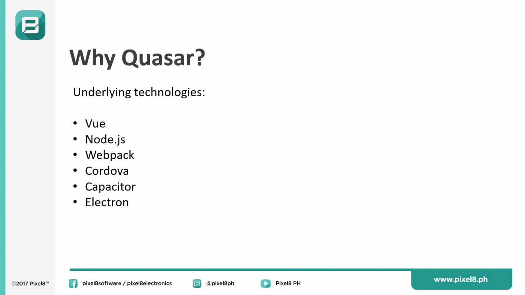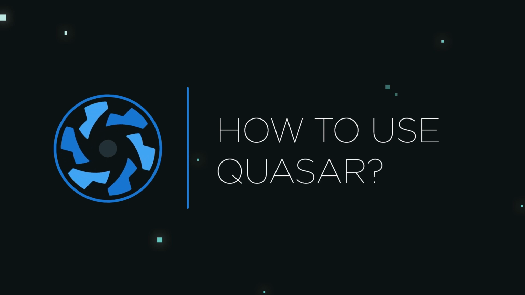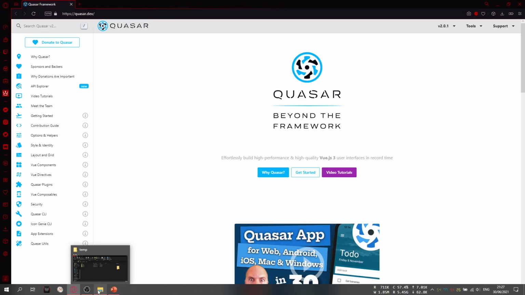Lastly, Electron is used to encapsulate our code into a program that can be installed in any operating system, for example, Linux, Windows, and the Mac OS. So with all these technologies in hand, the most important question is, how do you use Quasar? So in order to demonstrate, let's go and create our own Quasar app.